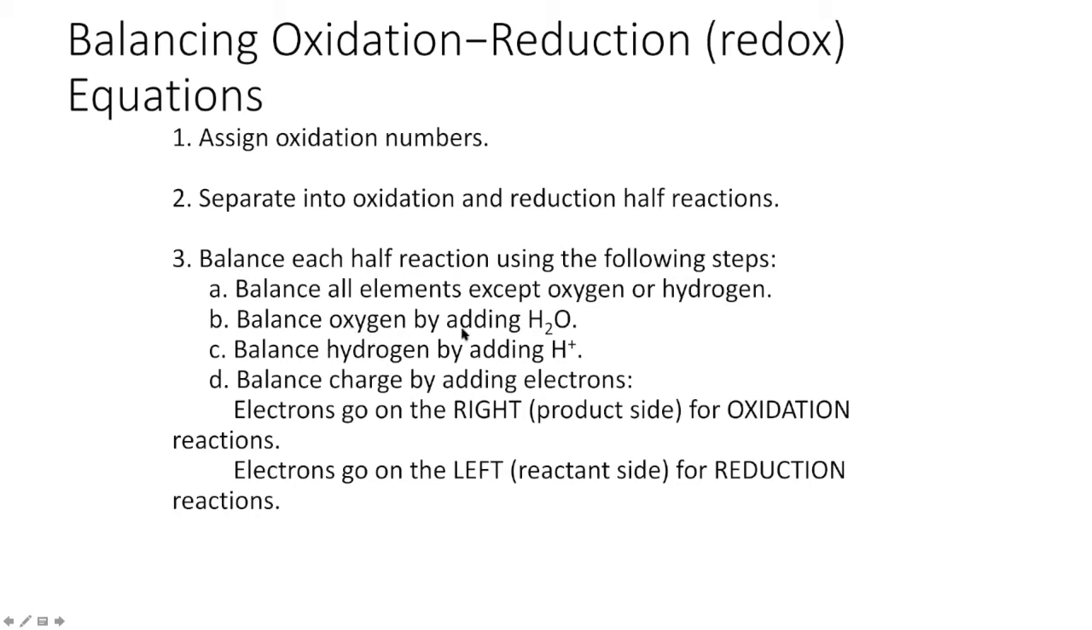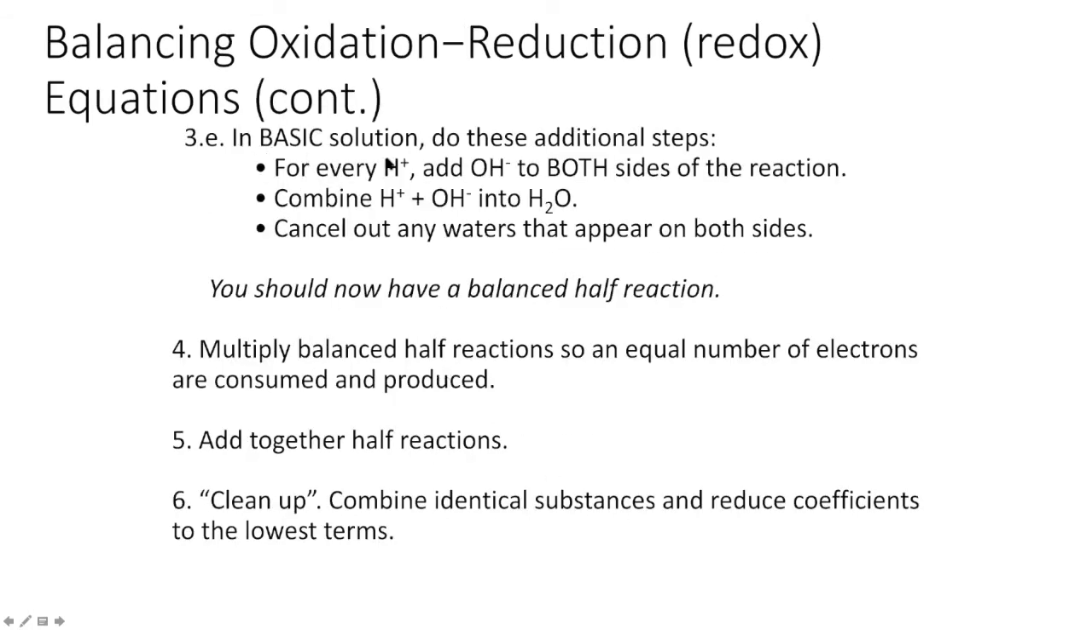You're going to balance oxygen by adding water. Then you're going to balance hydrogen by adding H+. And then you'll balance charge by adding in the electrons. You put the electrons on the right, the product side, for the oxidation half reaction, and you put the electrons on the left, the reactant side, for the reduction half reaction. Now this is just to be complete, but if you're in basic solution, you would do that differently. But I'm not going to give you any to balance that have basic solutions.